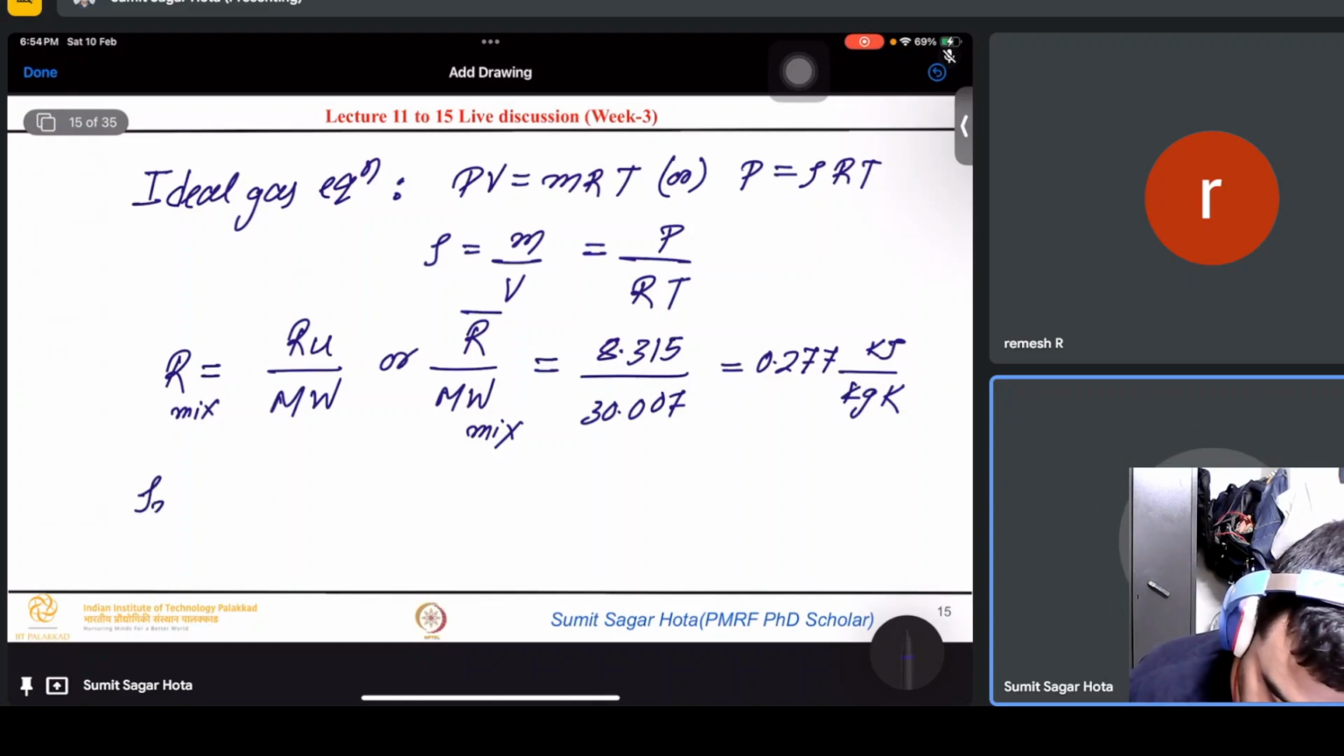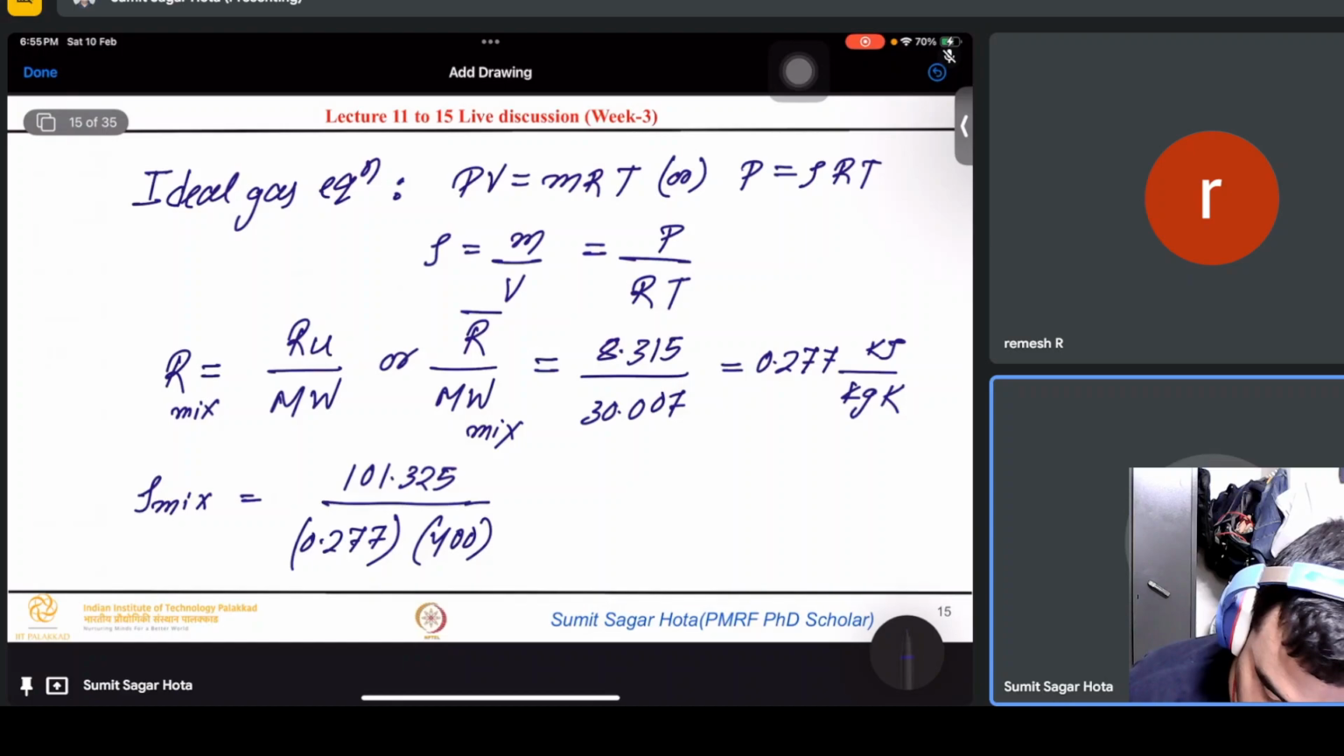What is the rho of the mixture? What is P? In kilopascal, 1 atmospheric is 101.325 kilopascal, divided by 277 joule per kg Kelvin times 400 Kelvin. Solve it, rho comes to 0.914 kg per meter cube.